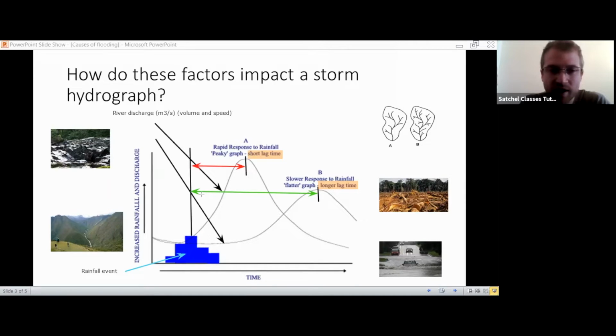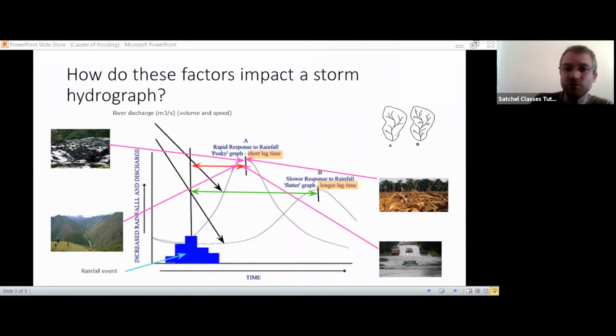So first of all, if water can't be stored in the ground, let's use purple to represent this. Impermeable rock will lead to a shorter lag time. Steep terrain will lead to a shorter lag time. Impermeable surfaces will lead to a shorter lag time. Deforestation will lead to a shorter lag time. And I'll focus on B here.